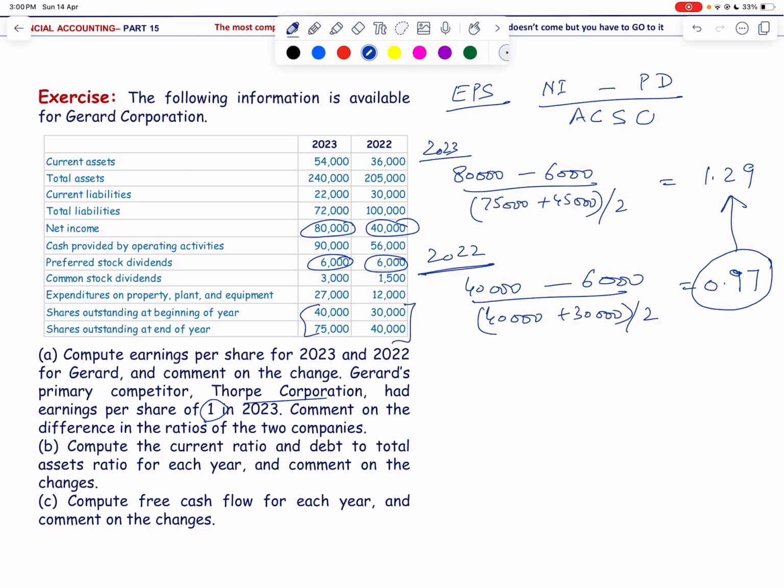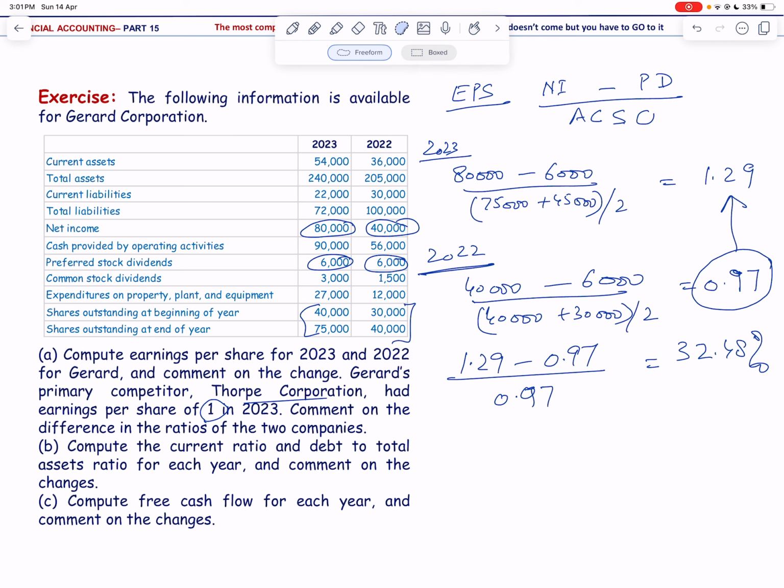So if we calculate in terms of percentage, it will be 1.29 minus 0.97 divided by 0.97, and that is equal to 32.48%. So earning per share should not be compared across companies, as I have already told you before, because the number of shares issued by companies vary widely. Thus, we cannot conclude that Thorpe Corporation is more profitable than Gerard based on its higher earning per share.